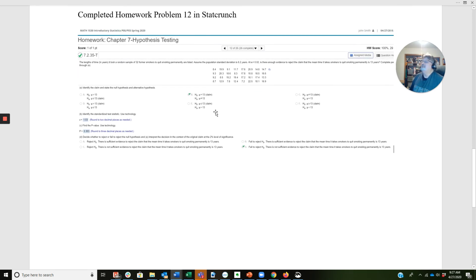And so what's my decision? Well, we know I'm going to fail to reject. Now remember, fail to reject is part of making that decision. There is not sufficient evidence to reject the claim that the mean time it takes smokers to quit smoking permanently is 13 years. We don't have enough evidence to reject the claim. And because the claim is in the null hypothesis, and since we failed to reject the null hypothesis, that means the null hypothesis, as we said, it had to fly. So that is how you would complete this problem.